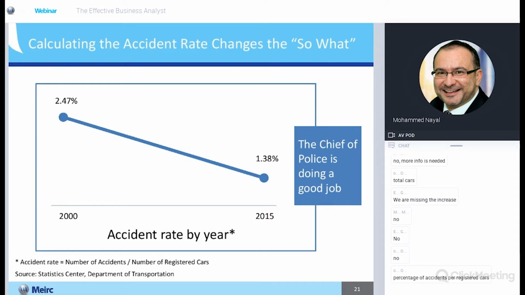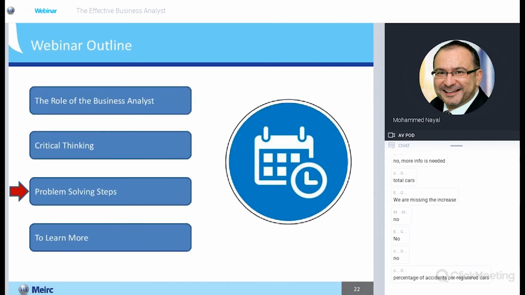And this is where the value of analysts comes in, is that they don't necessarily jump to conclusions right away, but they go out and they look for the different type of data. This is one of the things that business analysts should possess.